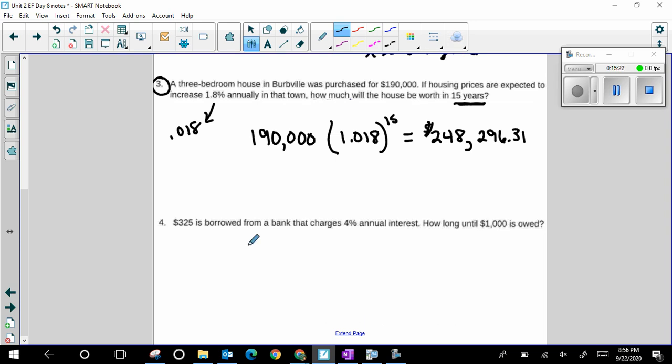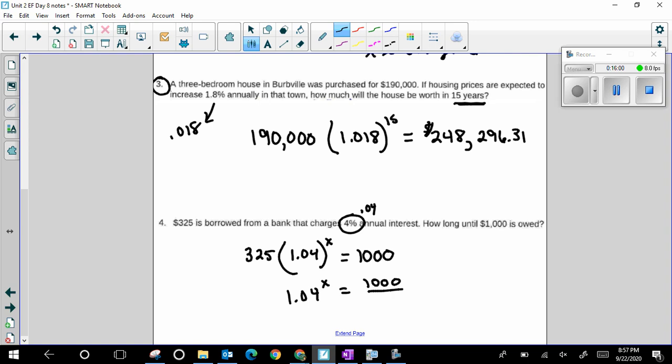All right. May as well go ahead and do this last one. So this one you're borrowing 325, 4% interest, so 0.04 to some power equals 1,000. Okay, so the nice thing about these calculators is you can use big numbers. You don't have to estimate them as decimals, because then your answers are more exact. It's kind of like sig figs in chemistry. So if I divide by 325, I get 1.04 to the power of x equals 1,000 over 325. Just leave it just like that.